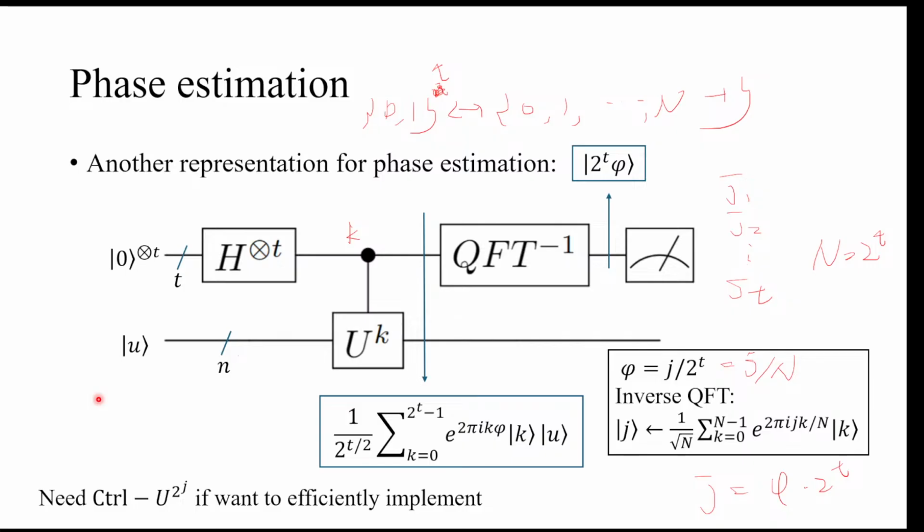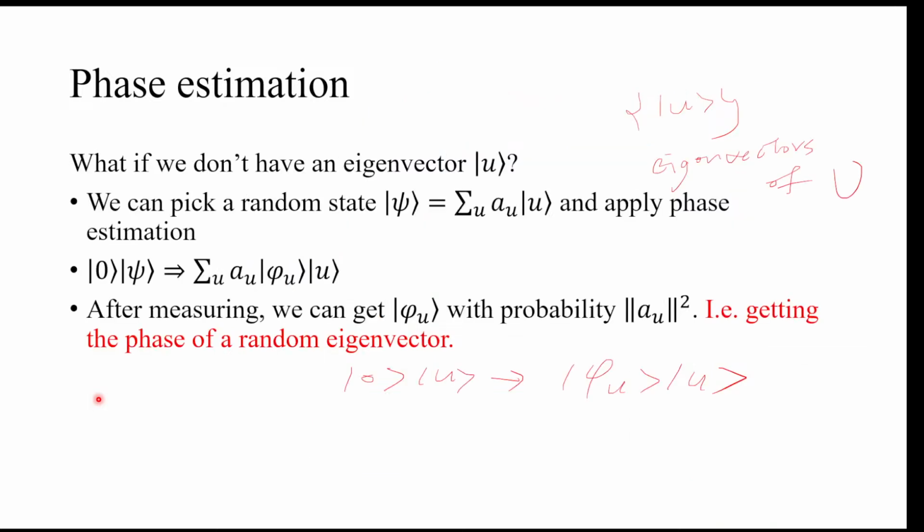Well, if you don't have eigenvector u, you don't even know which phase you want to estimate. But it turns out this is actually something we do. If you don't get this u, then we can estimate the eigenvalue of a random eigenvector. And this is actually enough for our factoring needs.